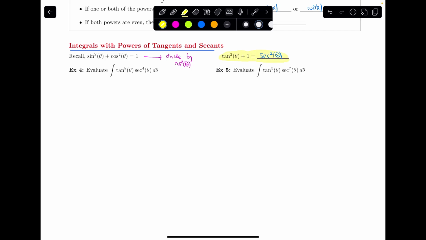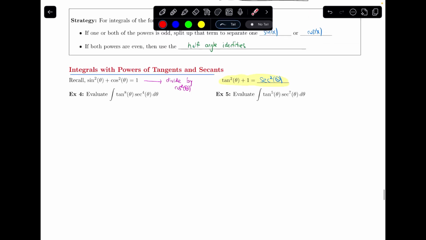So, okay, let's look at an example. Let's say I want to do the integral of tangent to the 8th theta times secant to the fourth of theta d theta. Just like we saw in that last video when we did integrals involving powers of sines and cosines, often we are going to try to do a u sub.